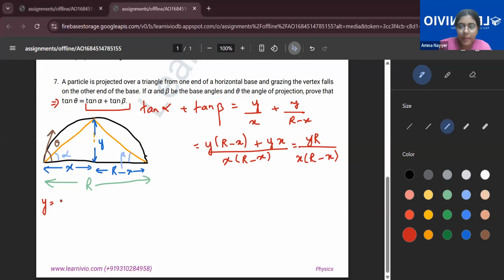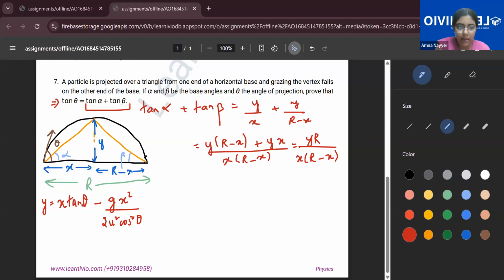x tan theta minus, not plus, minus g x square divided by 2 u square cos square theta. Okay, now class, I want tan theta from here, right? That's the entire task of this question, to calculate the value of tan theta.